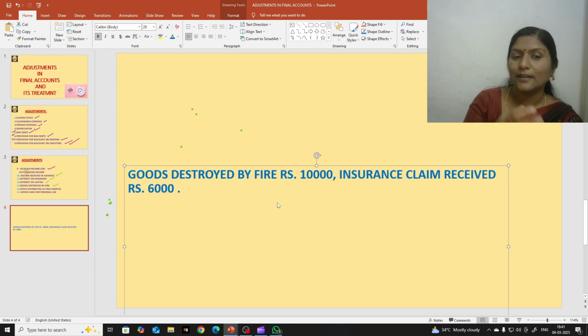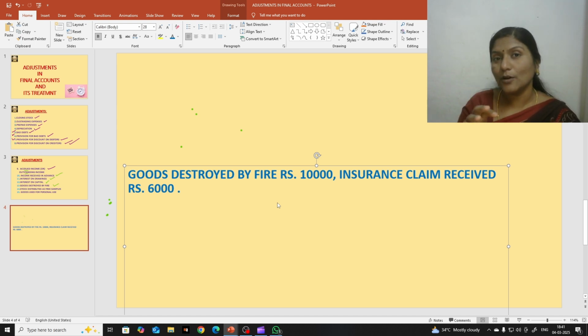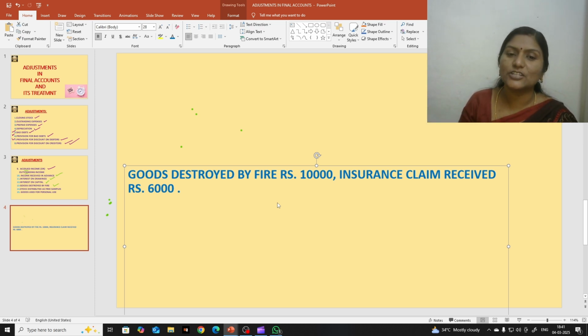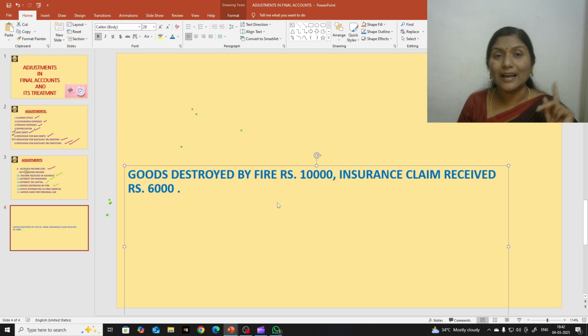Because of that loss, goods destroyed by fire, the insurance company has given some money to the businessman, that is 6,000 rupees. But 10,000 is a loss. So after receiving 6,000, still how much loss we have? 4,000. That 4,000, whatever loss we have still after receiving insurance claim, will be recorded in profit and loss account debit side. You should write like this: to goods destroyed by fire, 4,000. Okay, second time finished.